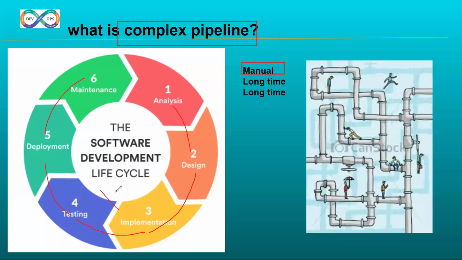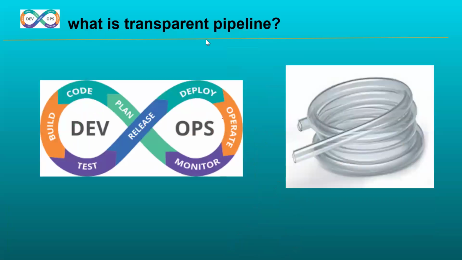Due to this manual process, if you get an issue, any problem or error that occurs in the middle of the process, identification will take a long time. Resolving the issue will also take a long time. That means if identification, resolving and delivering take a long time, definitely the cost will increase and the quality will decrease. So definitely the customer is not satisfied. So due to this reason, we are going to replace the complex pipeline with what? A transparent pipeline.